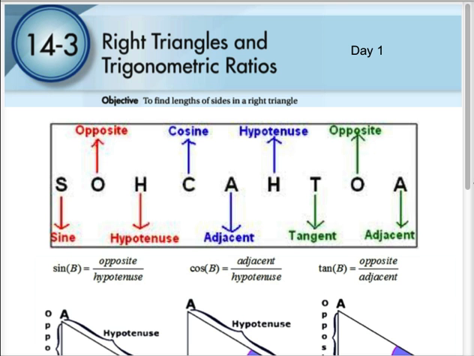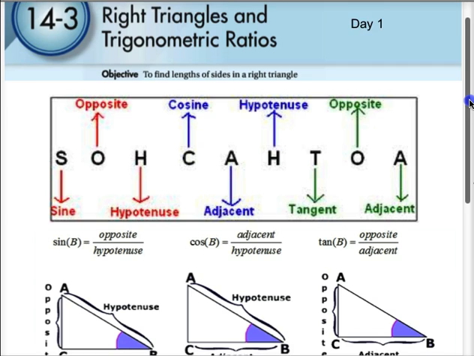Now, the basis of all trigonometry is talking about right triangles, all right? So the first half of this is going to all be about right triangles. And again, by right triangles, I mean a triangle that has a 90-degree angle. Hopefully, a lot of this is going to be review for you from geometry.